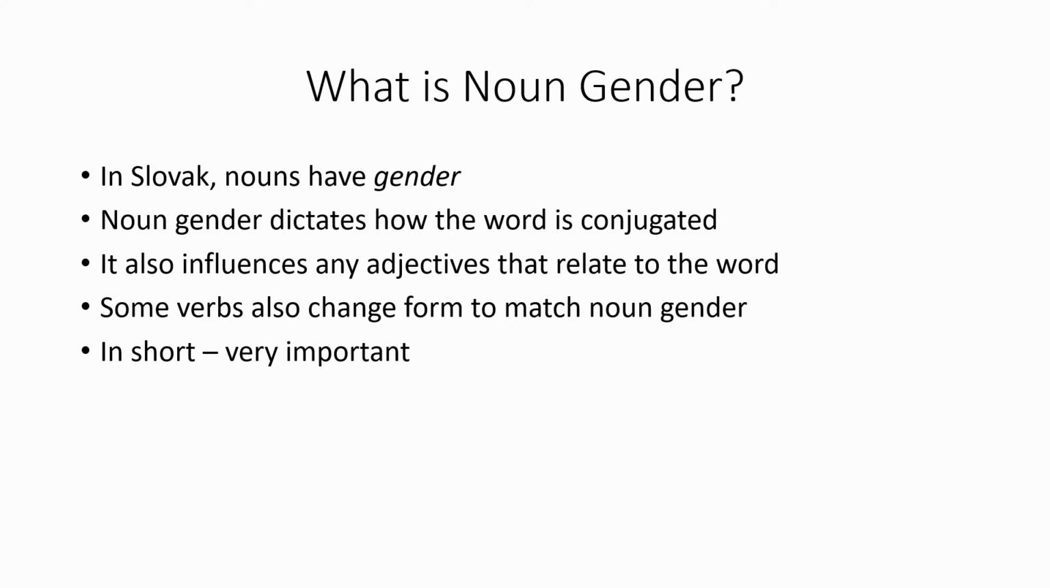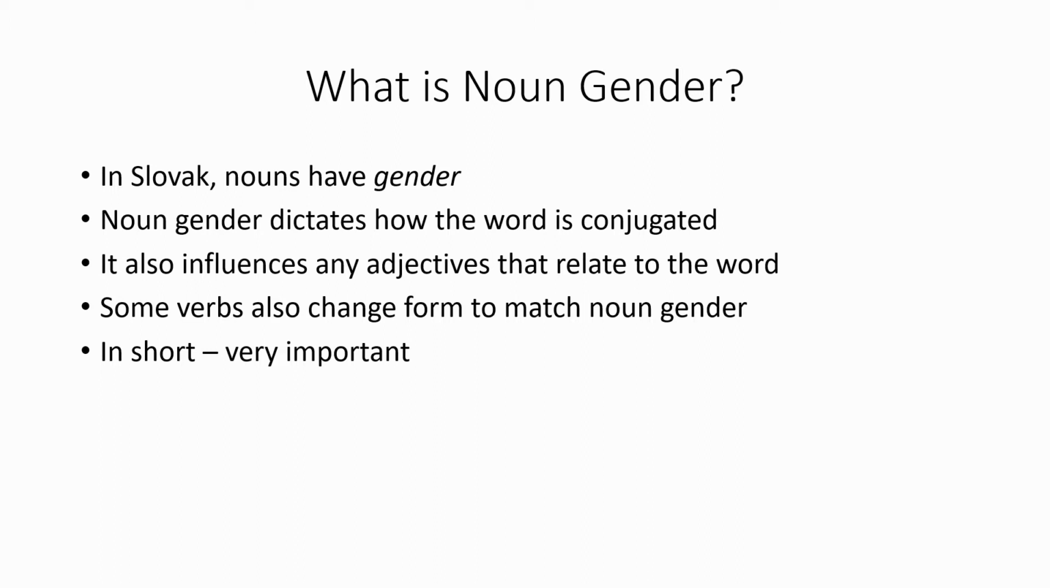So what does this noun gender do? Why is it important? First of all, it's very important because it will dictate to us which personal pronoun we will use to refer to that noun. So if you had a dog and you want to refer to it while not mentioning the word dog again, which is what pronouns are for, you would have to pick the personal pronoun appropriate to the noun gender. So in this case, ten, pes. Or, well, in the pronoun form, on.